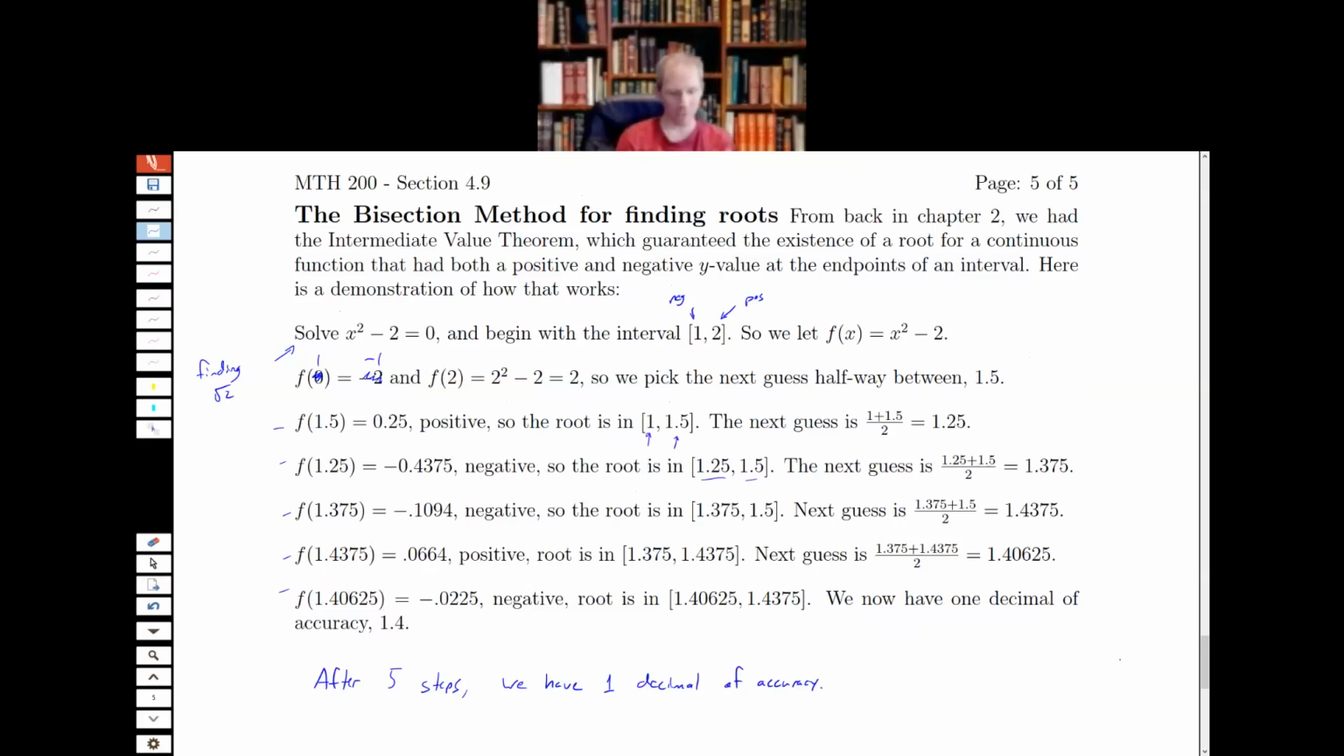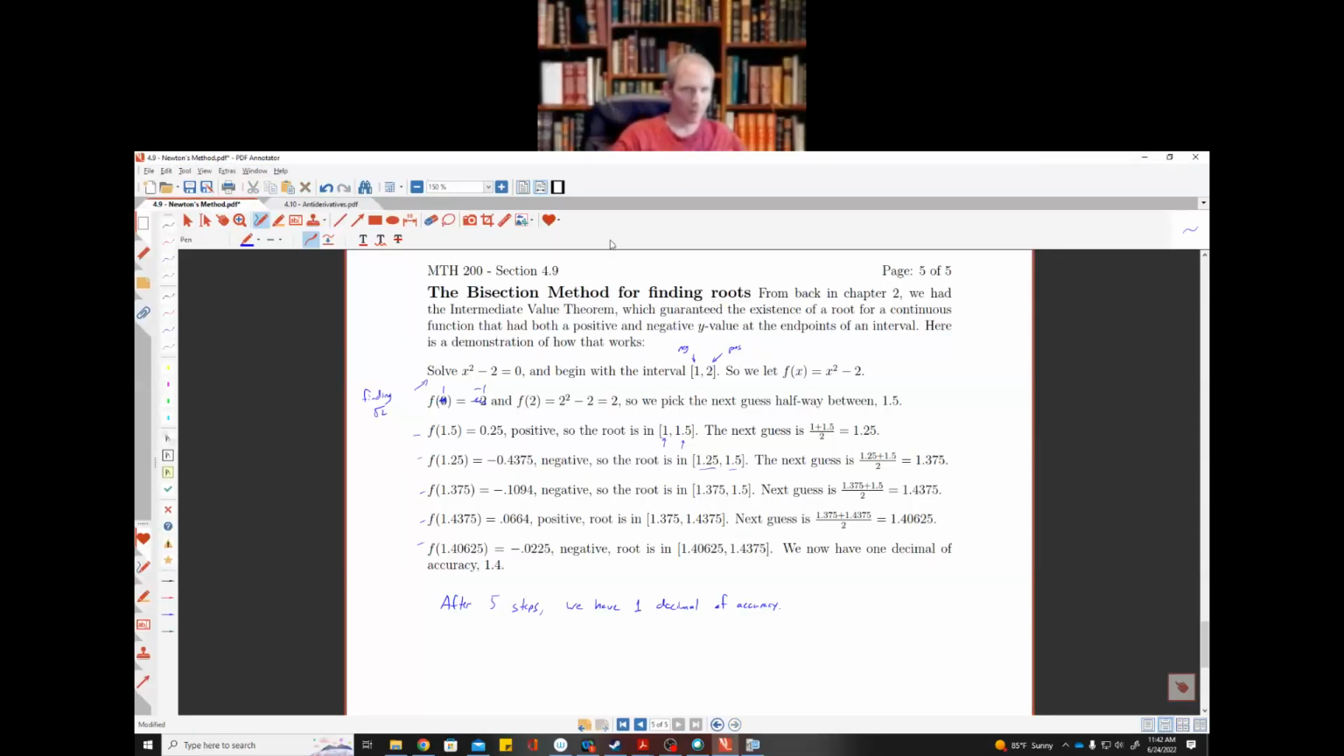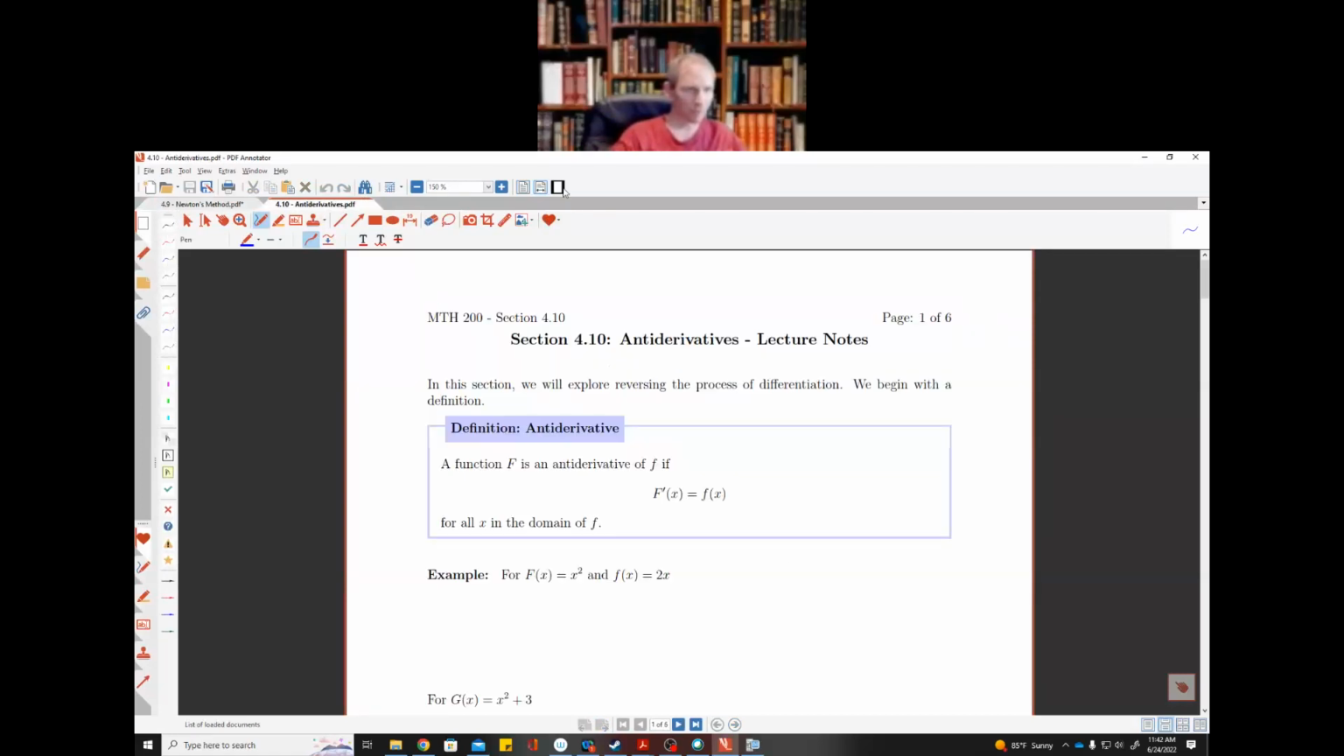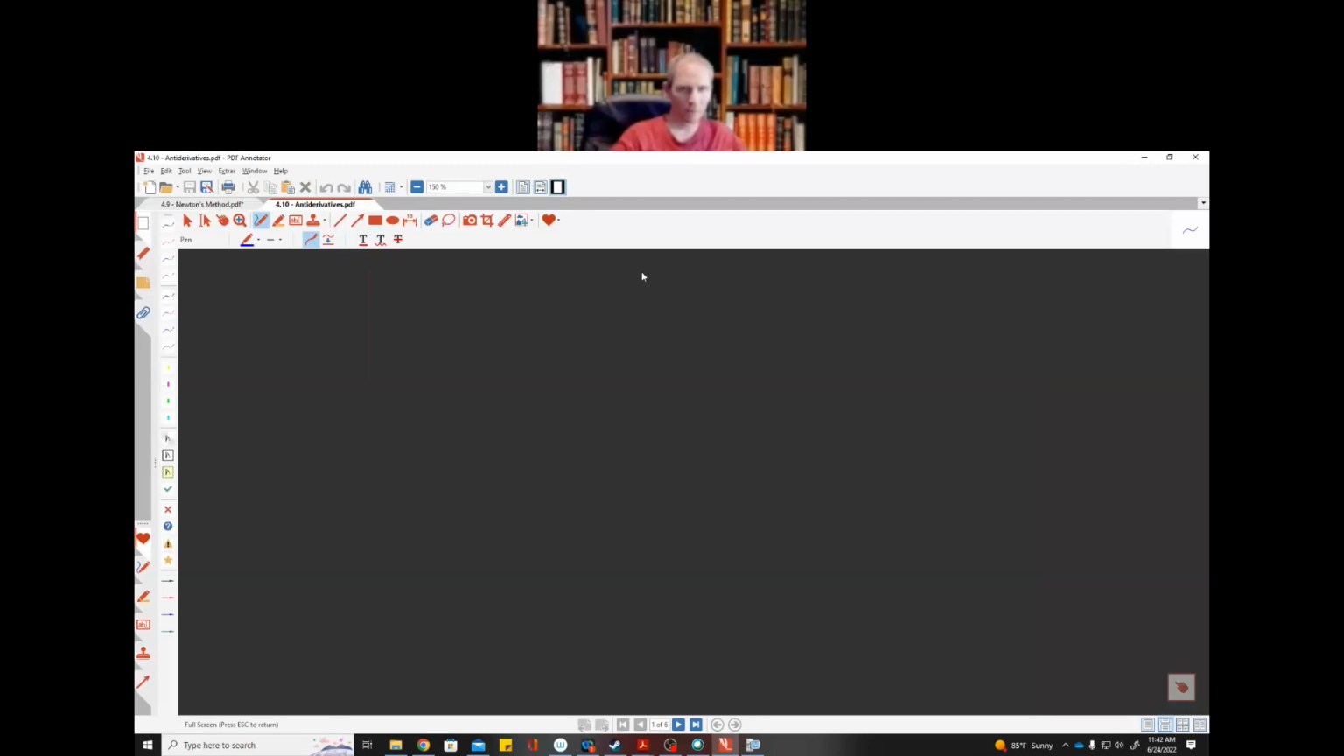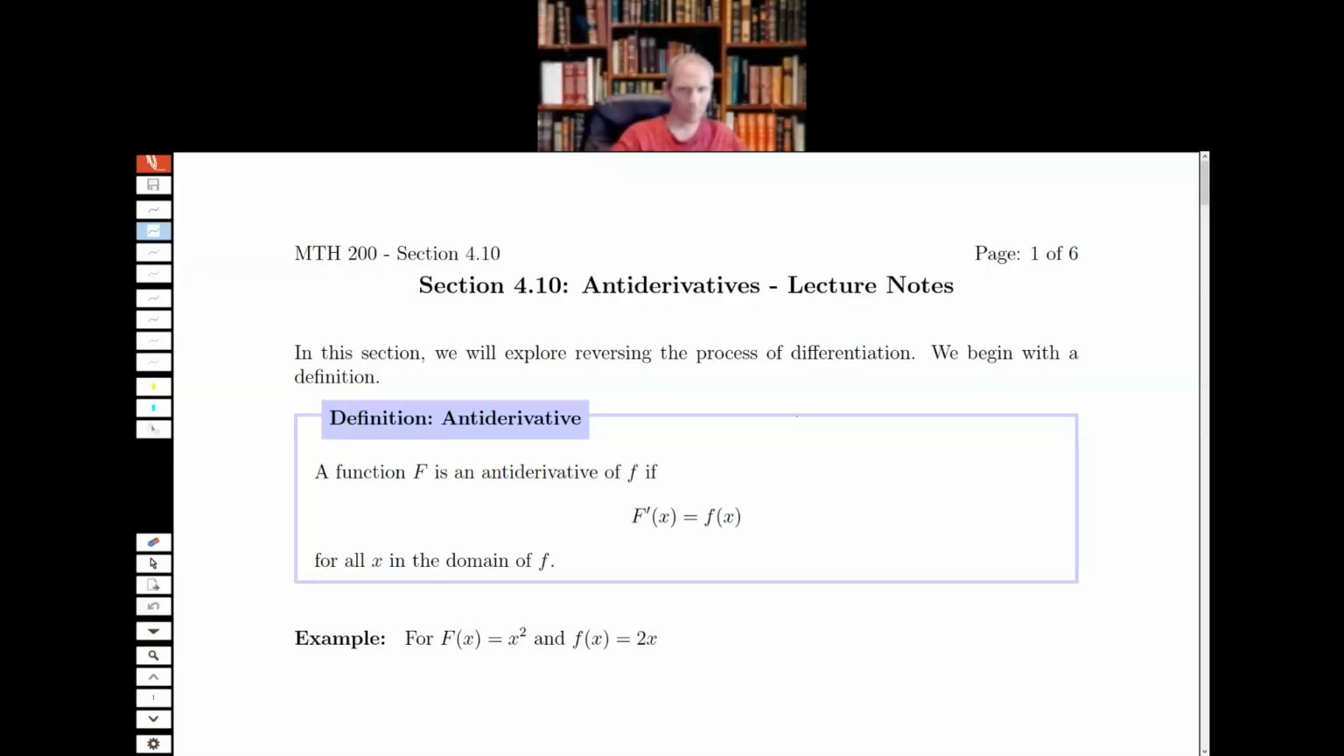All right, any questions on this stuff? All right, so that's Newton's method. Now let's flip over and take a look at section 4.10. All right, so 4.10 is on antiderivatives.